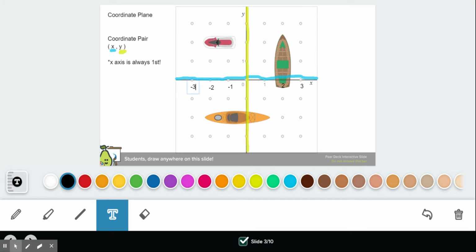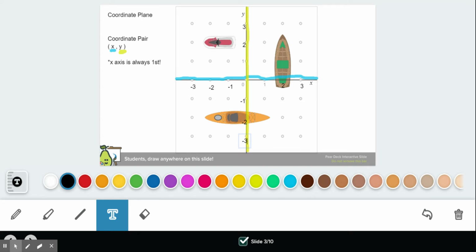And then here we have our y-axis. Once again, we have 0, 1. This side would be 2. This dot would be 3. Here, we've got -1. This boat would be on the point -2. And then this point down here is -3.